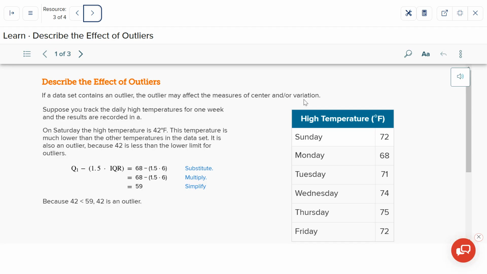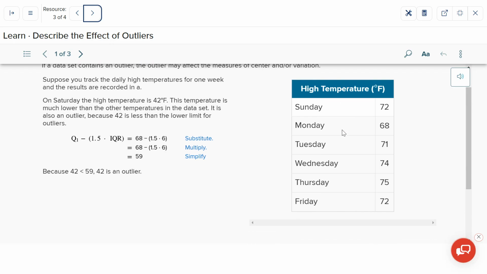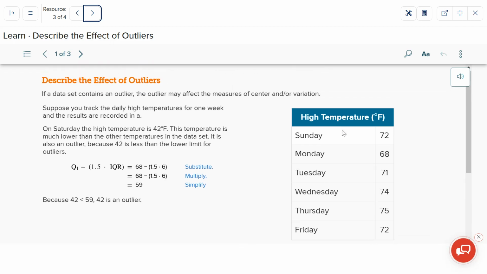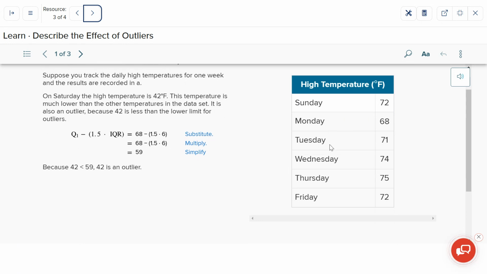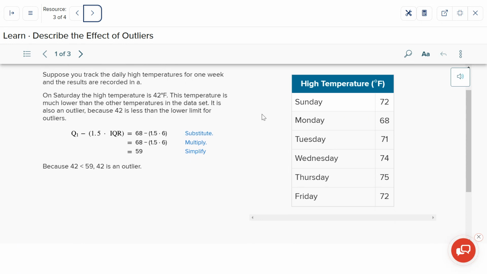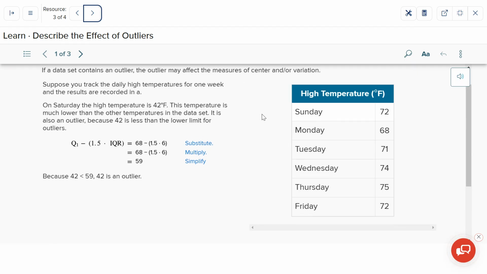Suppose you track the daily high temperatures for 1 week. The results are recorded in a table, I think that's supposed to say. Okay, so here's the table. So on Saturday, the high temperature is 42. This temperature is much lower than the other temperatures in the data set. It's also an outlier because 42 is less than the lower limit for outliers.